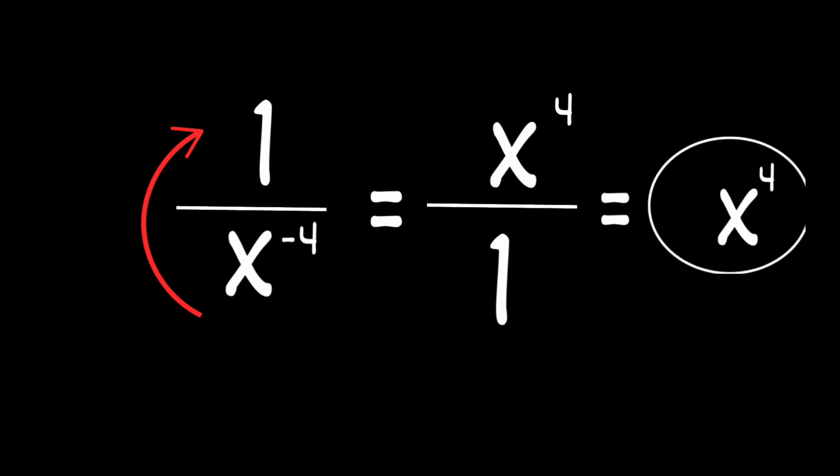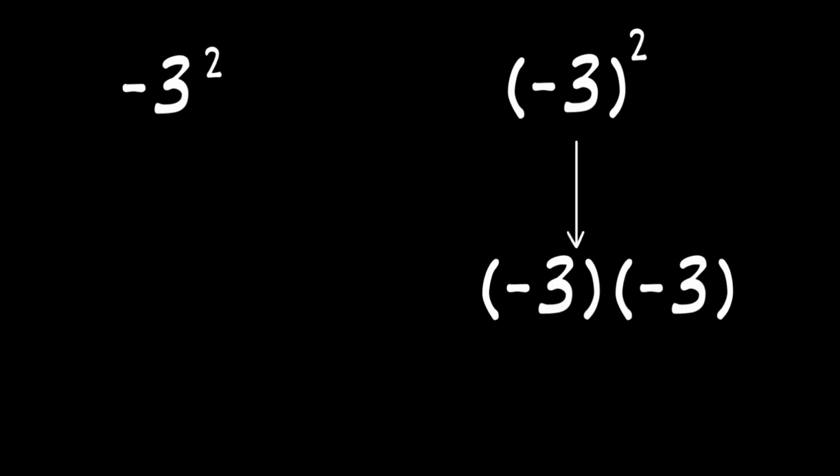Now here's a question for you. What is the value of negative 3 squared? What do you think that's equal to? Now what about negative 3 squared within parentheses? Negative 3 squared is basically negative 3 times negative 3. We have 2 of them, so this is equal to positive 9.